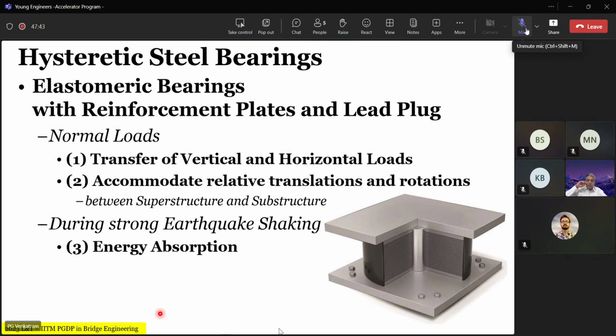What does it mean? That there is energy that is absorbed by the superstructure due to the relative displacement between superstructure and substructure. And after the earthquake is over, the superstructure shakes on top of a substructure or bearing, and in every cycle of displacement, some amount of energy is dissipated. So the advantage of the lead core bearing is that it does higher energy absorption than a pure rubber bearing. That is why in earthquake conditions, it is quite often preferred to have an elastomeric bearing with a lead plug.